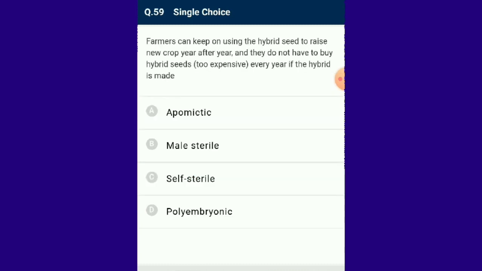Question number 59. Farmers can keep on using the hybrid seed to raise new crop year after year, and they do not have to buy hybrid seeds every year if the hybrid is made. Apomictic seeds are those which are formed without undergoing the process of sexual reproduction. So the answer is option A, apomictic.